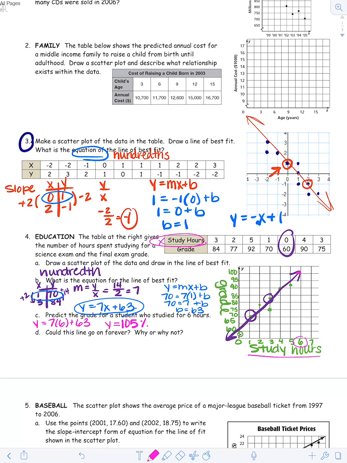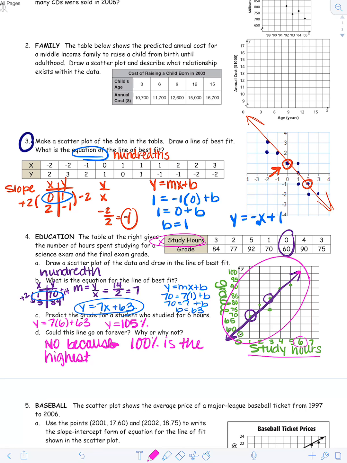Could the line go on forever? That would be no, because 100 is the highest. And I probably got a little bit higher for my prediction because my line probably isn't as accurate as some of yours are.